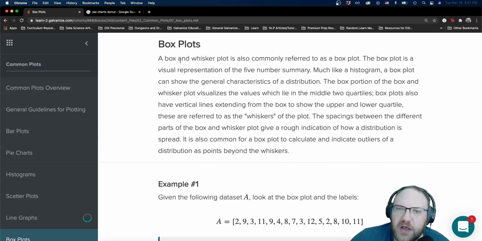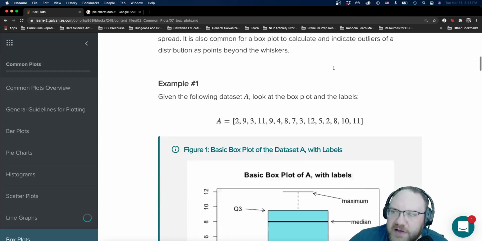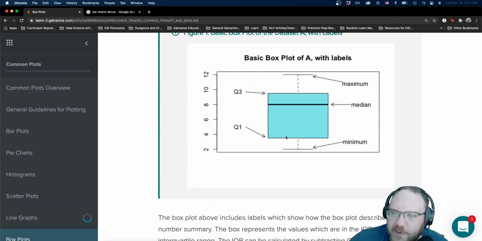But let's first talk about some nomenclature. You'll often hear these called just box plots, but a box and whisker plot is also commonly referred to as a box plot. So box and whisker plot is maybe a different name, and we can sort of see that we have a box and we have some whiskers, a lower whisker and an upper whisker.